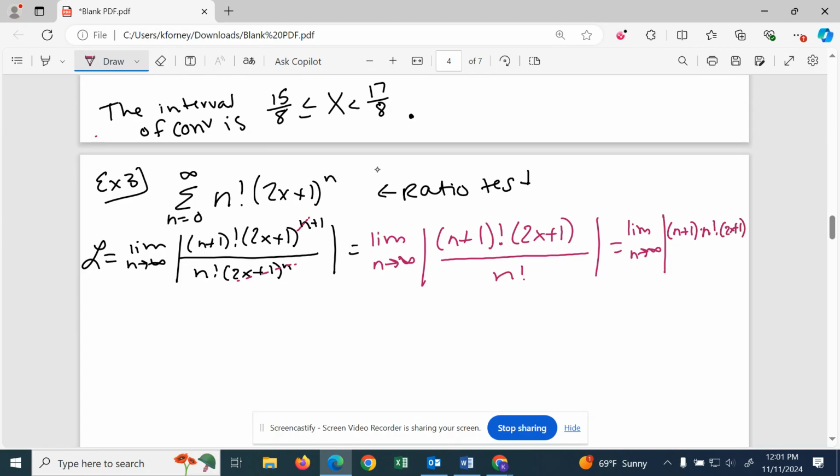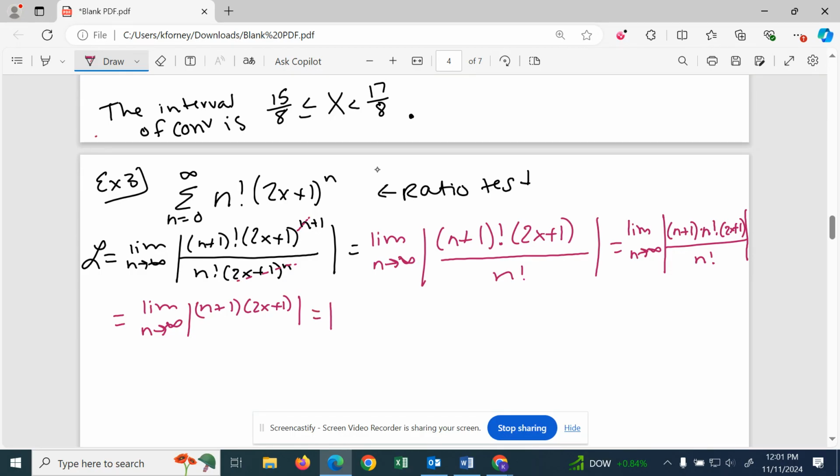And hopefully right this minute you see why I'm doing that. So when we do that, I can cancel out the n factorials. And that would allow me, so I'm going to write this, that would become n plus 1 times 2x plus 1, with no denominator. We just canceled out the n factorials.